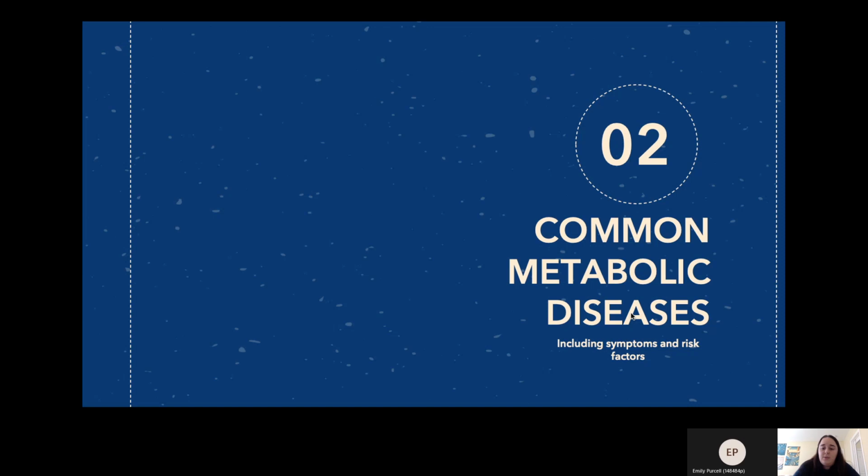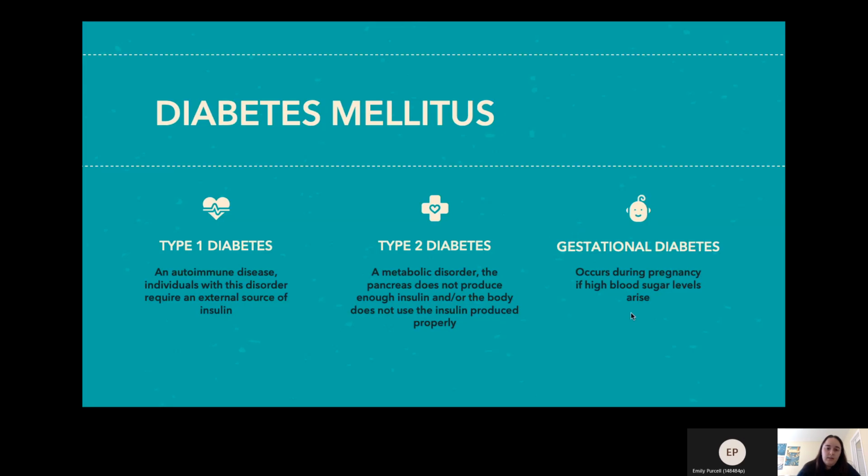Now I want to talk about some common metabolic diseases and their symptoms and risk factors that you've probably heard about before. First, diabetes mellitus. So there are 3 common types of diabetes. There are other uncommon types that are more rare, but I'm not going to touch on those today. I'm only going to focus on the 3 main types and then further into just one type, but we'll see that in a second. First, we have type 1 diabetes.